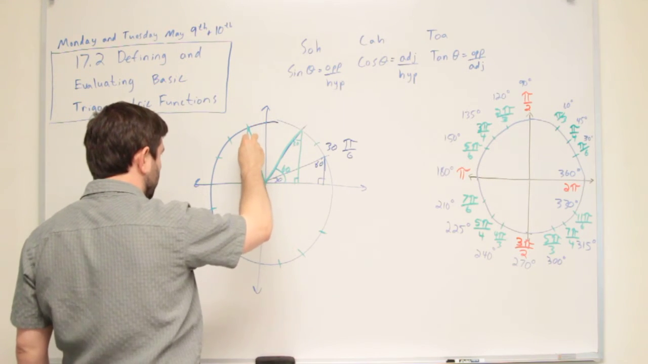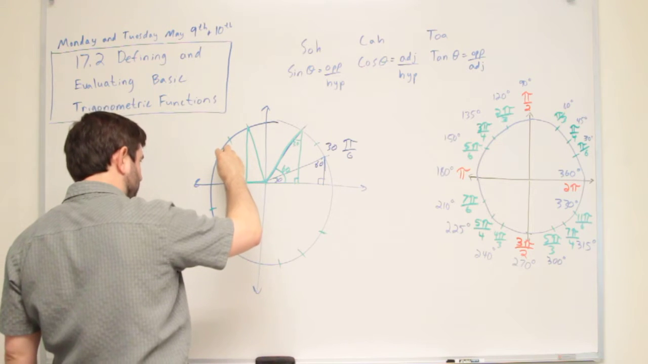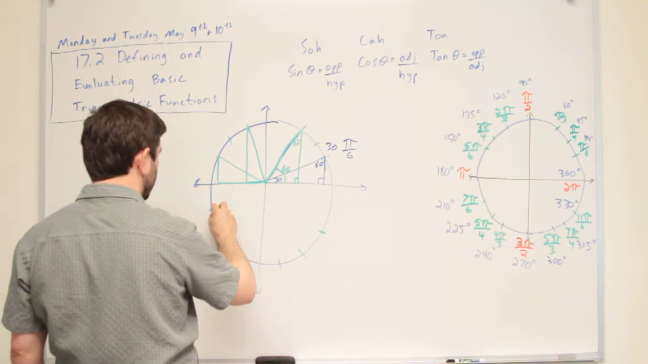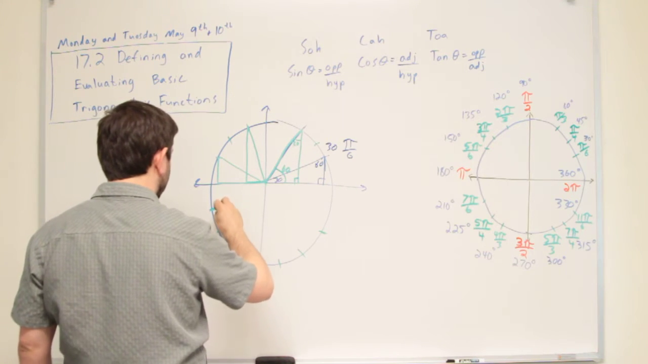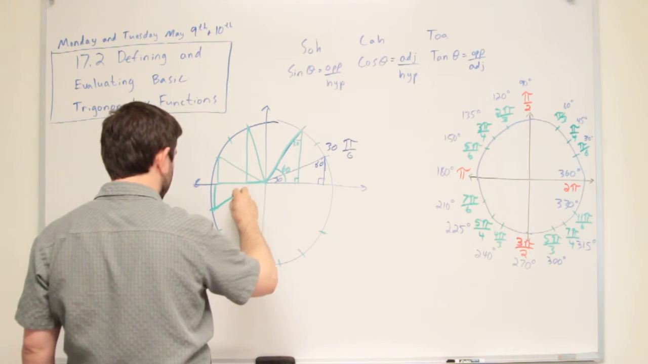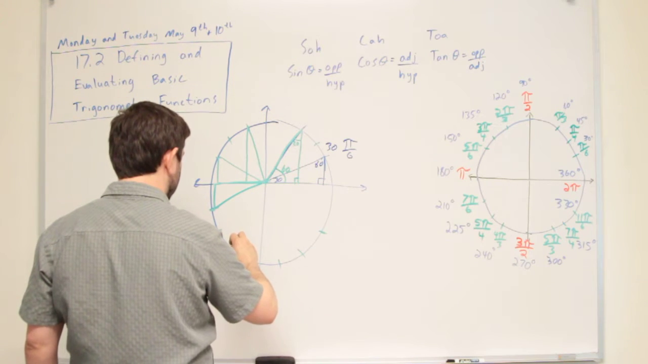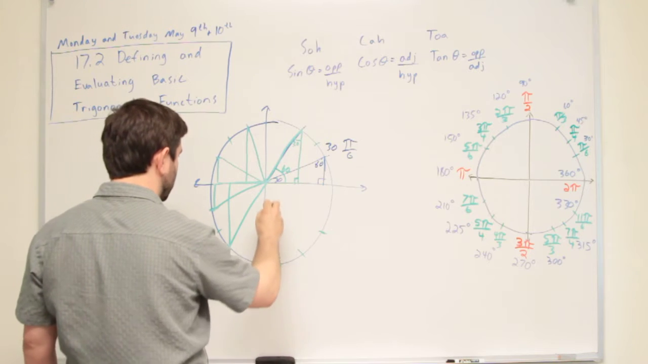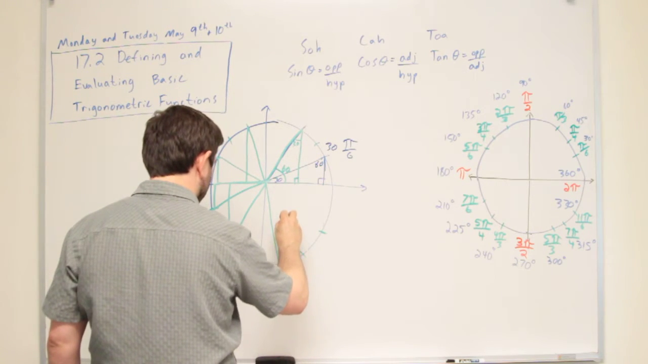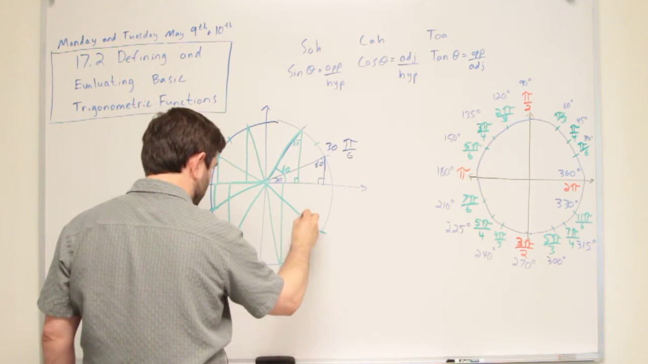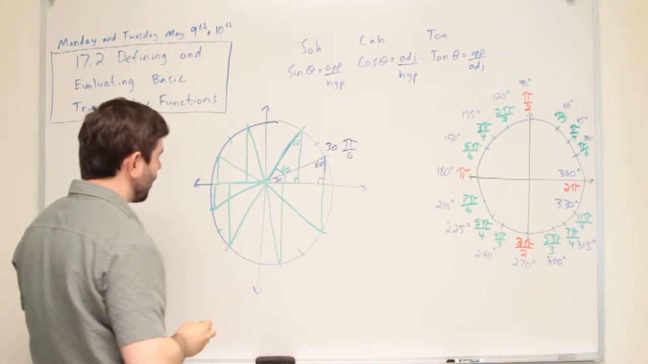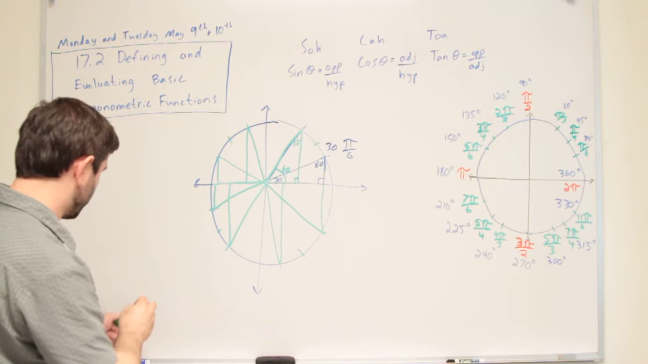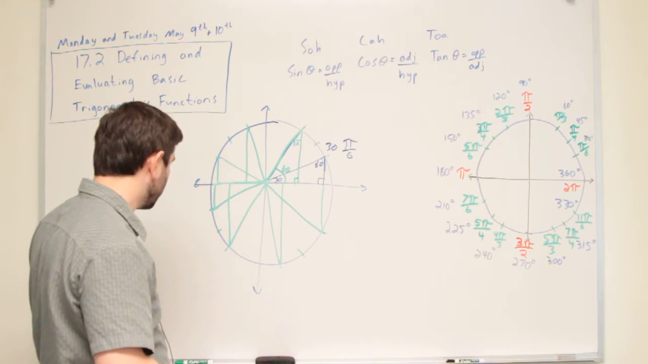This one is 30, 60, 90. That's 30, 60, 90. Let's just put them in here. This one will be 30, 60, 90. That's a 30, 60, 90. That'll be 30, 60, 90. And that one's 30, 60, 90. So it's a little messy, but hopefully that gives you a feel for what we're doing here.